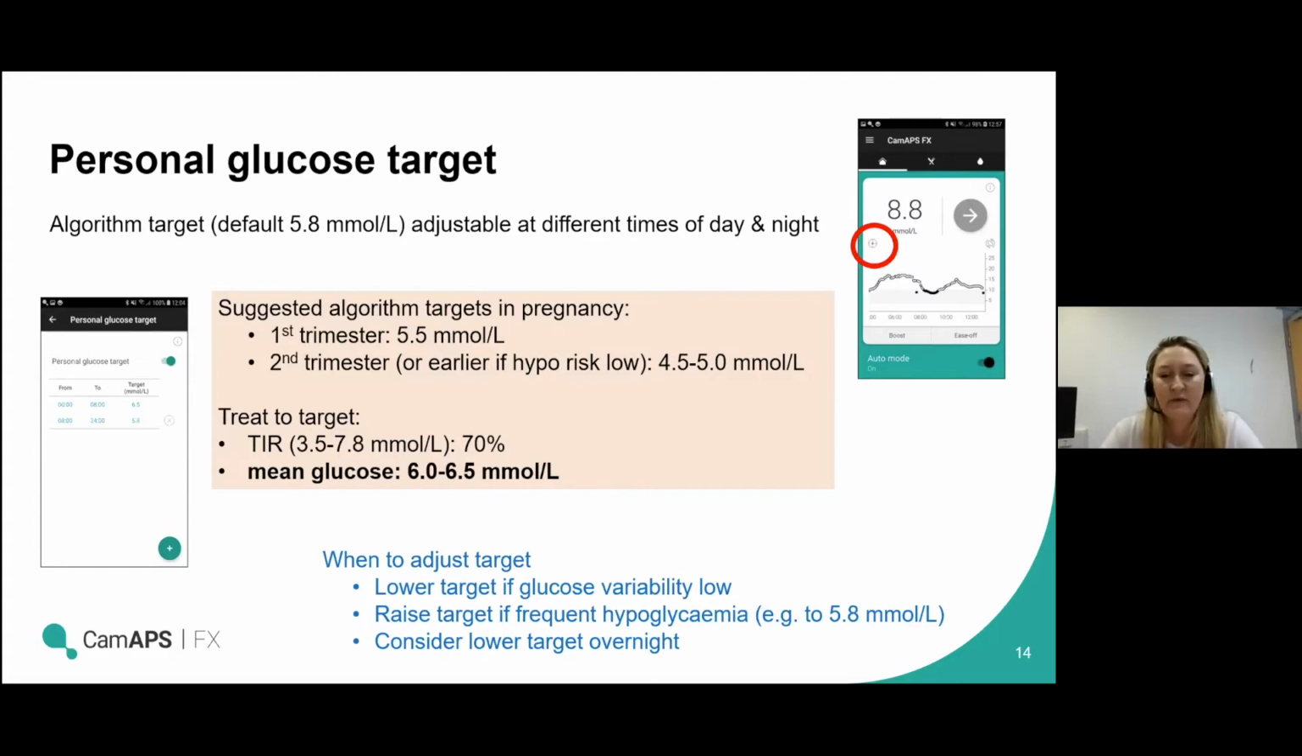To, while things flatten out a little bit, and you get control back, and then you can drop it back down again. So that can be useful. And Sarah, when we say low glucose variability, we're thinking of standard deviation below 2 and a CV below 33%. Then you can feel much more confident to bring that target down a little bit. Yeah, great.